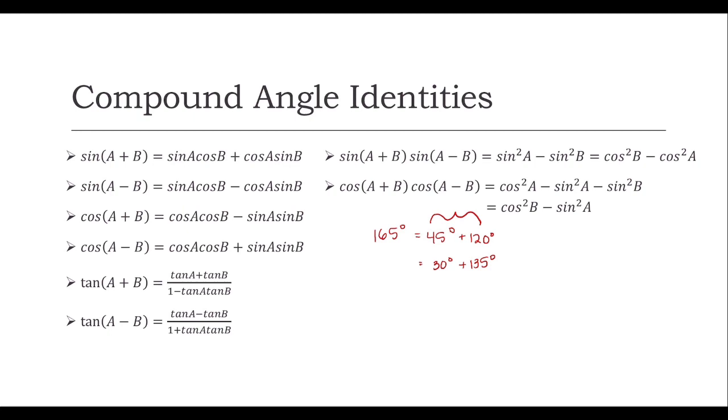And cosine of a plus b times cosine of a minus b equals cosine squared a minus sine squared b, or cosine squared b minus sine squared a. So these are really important identities to memorize and will be especially important when you're solving things by hand.